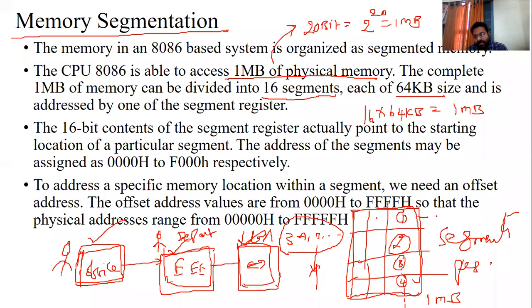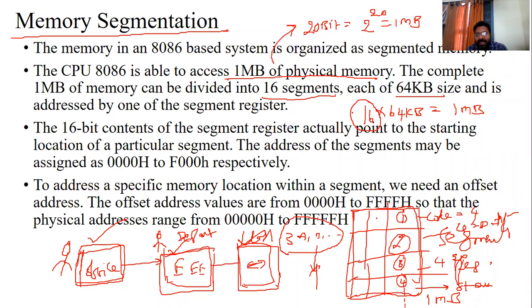So what are the different types of segments here? Code segments are available. How many? 4 code segments, 4 data segments, 4 extra segments, then 4 stack segments are available. Total 1 MB memory is divided into 16 different segments.